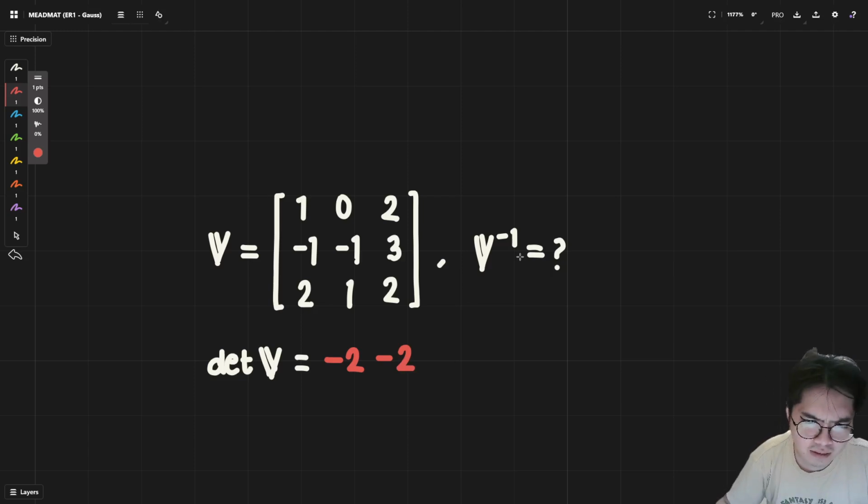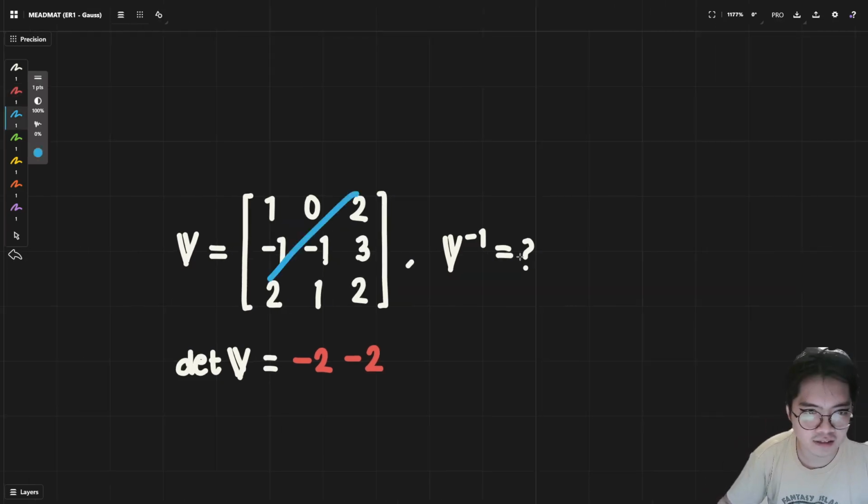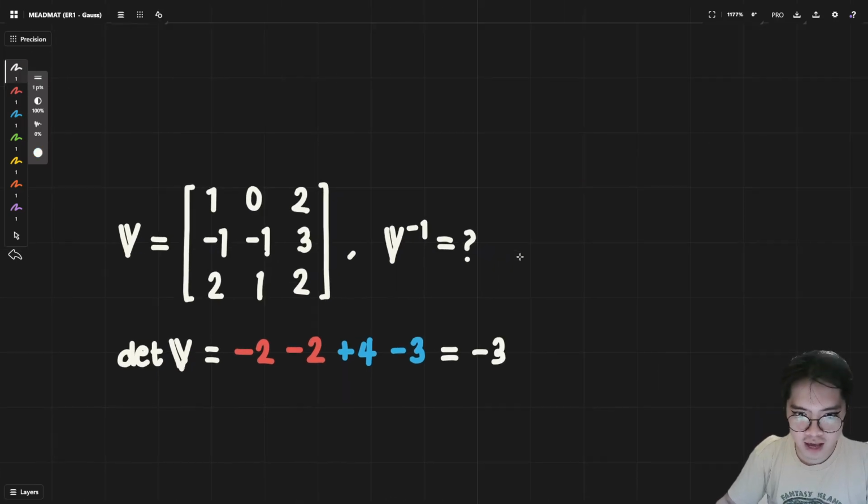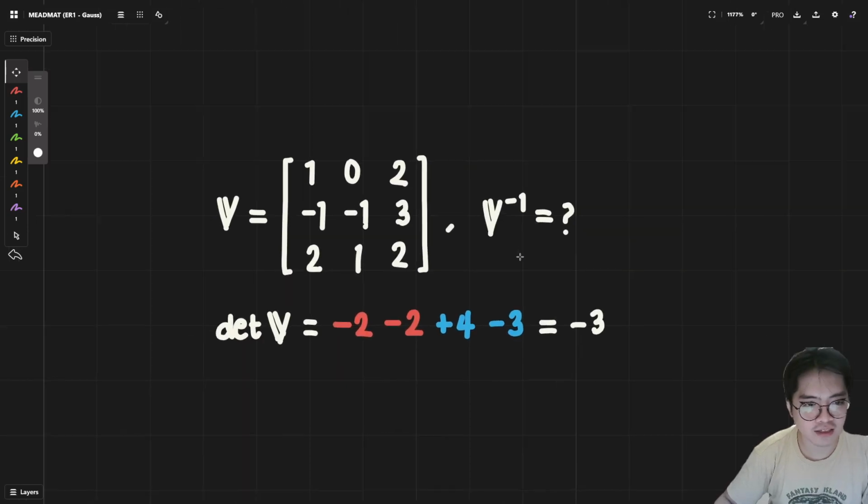Did I miss something? No. Next, upward diagonals. 2, negative 1, and 2. That is now positive 4 because of the negative. 0, 1, 2, I'm not going to bother. 1, 1, and 3. Finally, there you go. Negative 2, positive 4, and then negative 3. Our determinant in here is negative 3. Okay. Now, let's try out and get the adjoint.